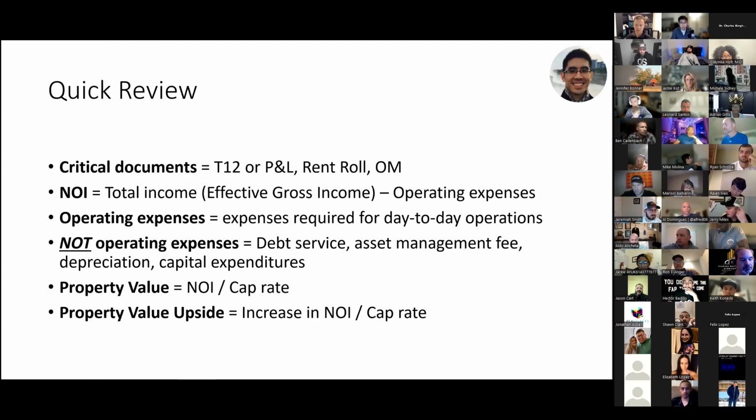And then the property value is calculated by the NOI divided by the cap rate, which also goes hand in hand with the value upside, and that's calculated by the increase in NOI divided by the cap rate.